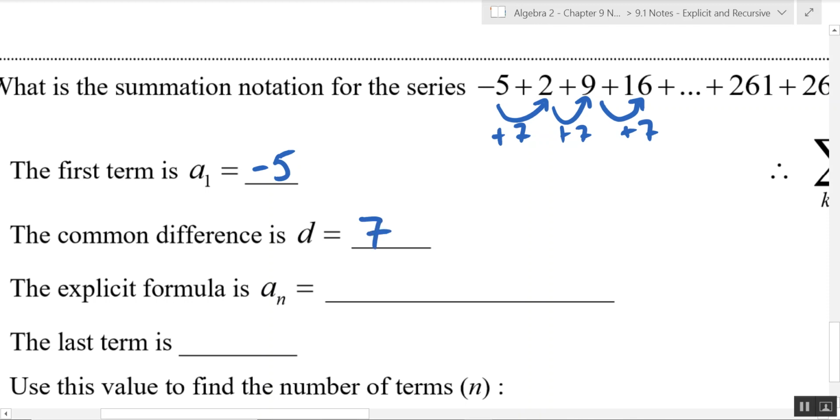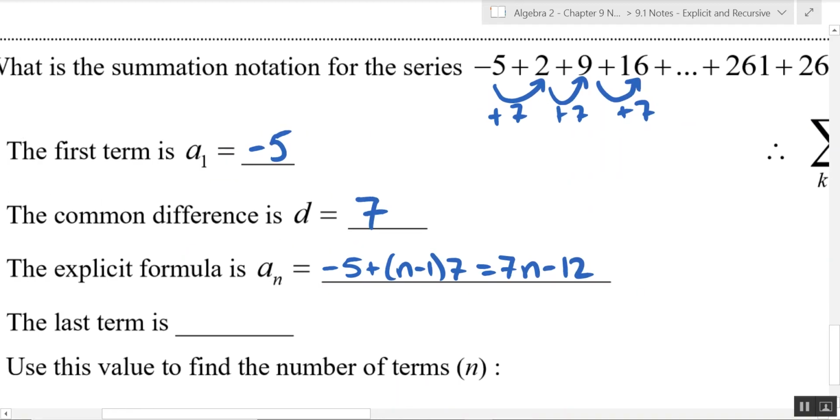So using that, we're going to write the explicit formula, which is our first term plus n minus 1 times d, which is 7. And if you multiply it all out and simplify, you end up getting 7n minus 12. So using that, we should be able to write the rule at least. And then the last term, that was given up here, that's 268. So we should be able to figure out how many terms are there.